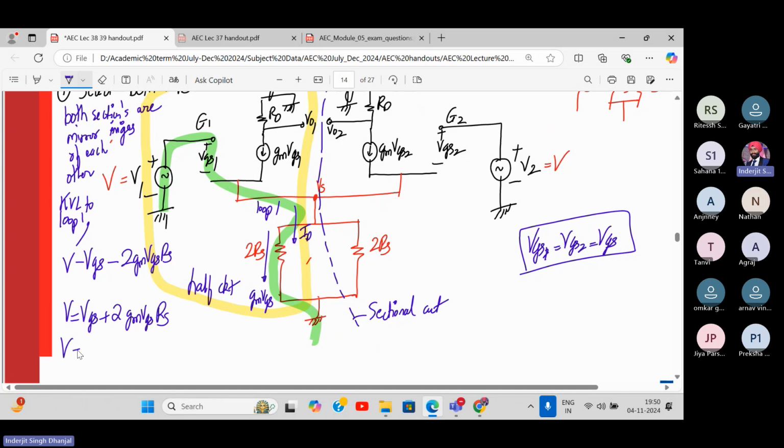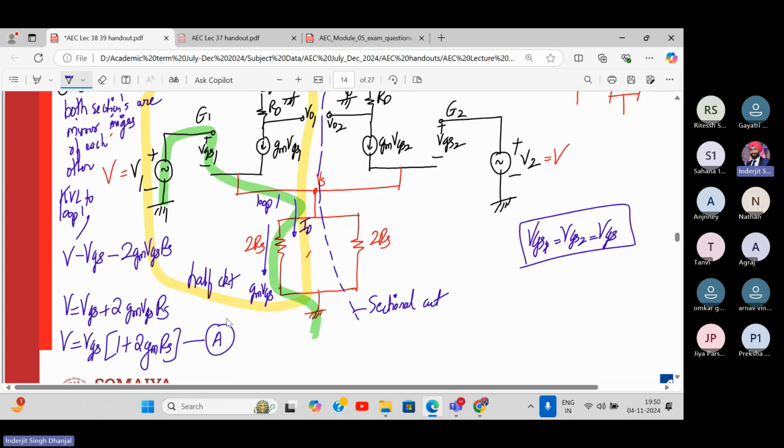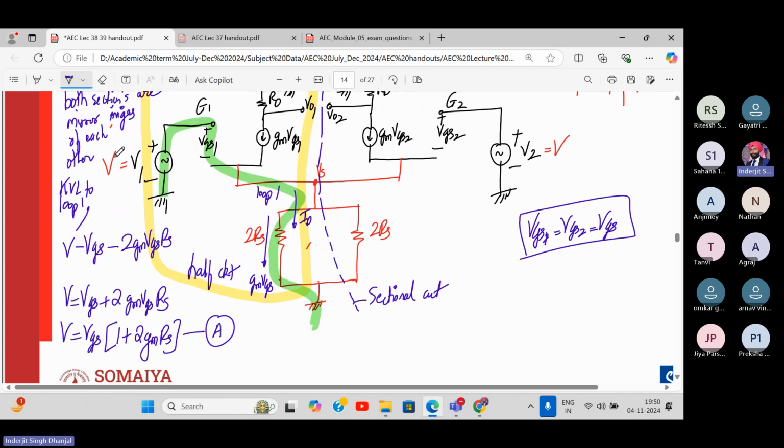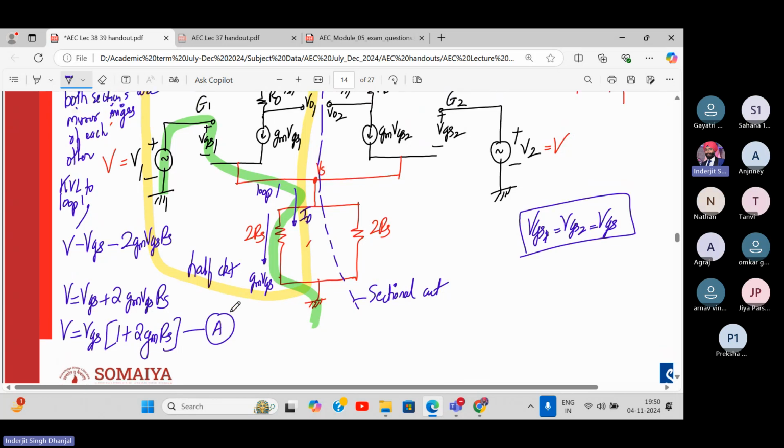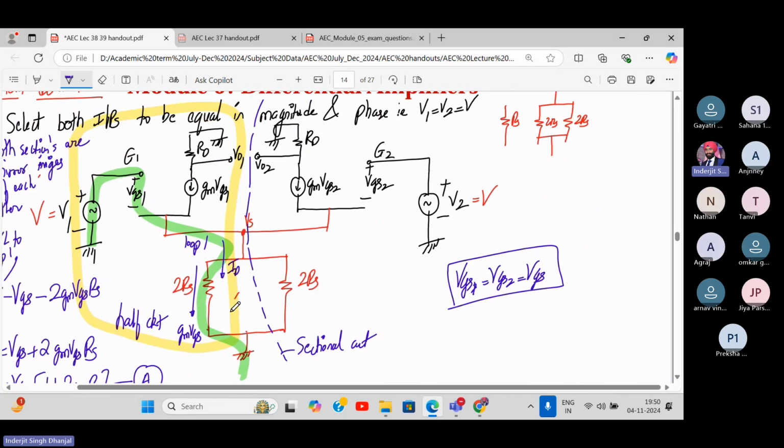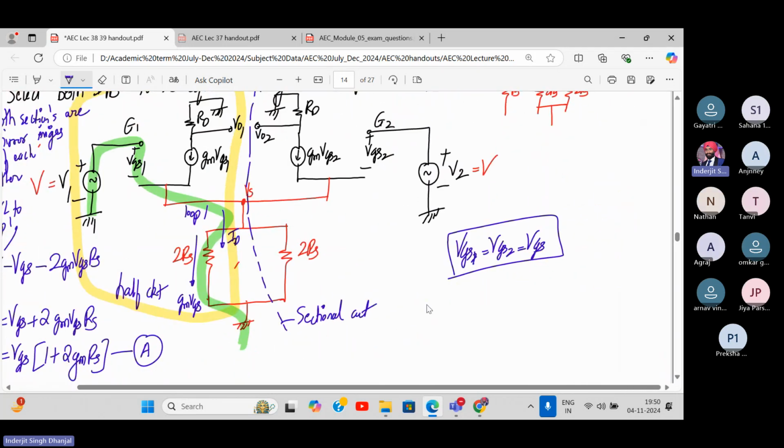Okay. So V will be equal to VGS common, 1 plus twice GM RS. This we call equation number A. Do you agree on this? Yes or no? This is V minus VGS minus twice RS into GM VGS. So we got equation number A. Now tell me from here, what is VO1?